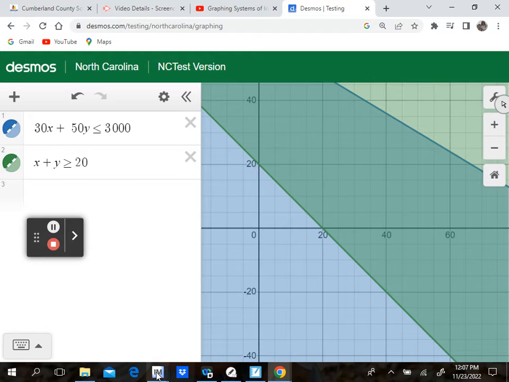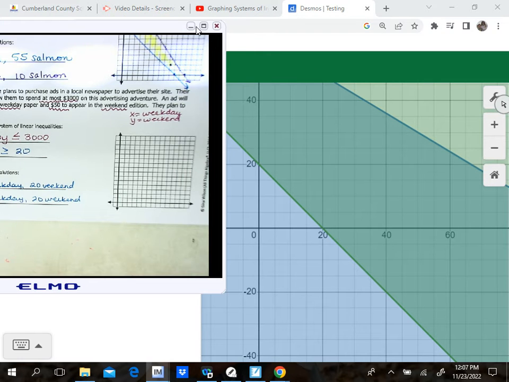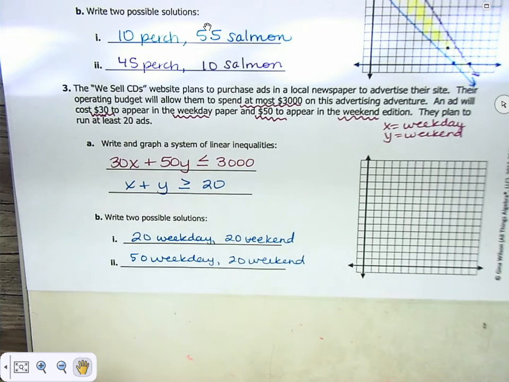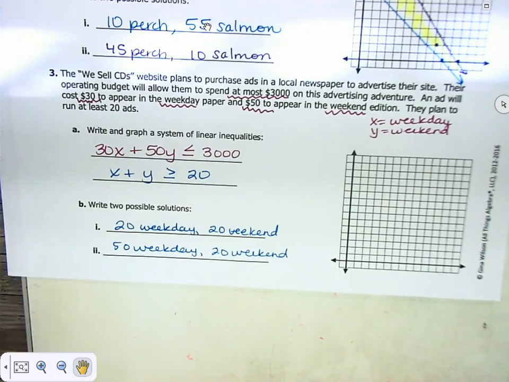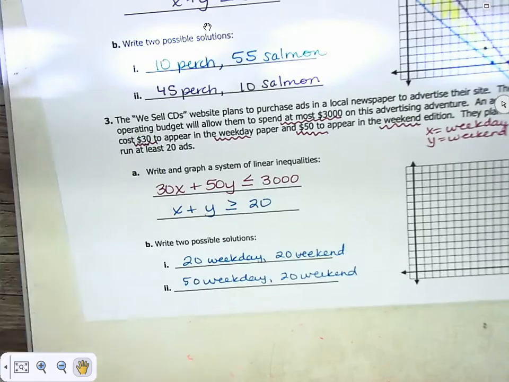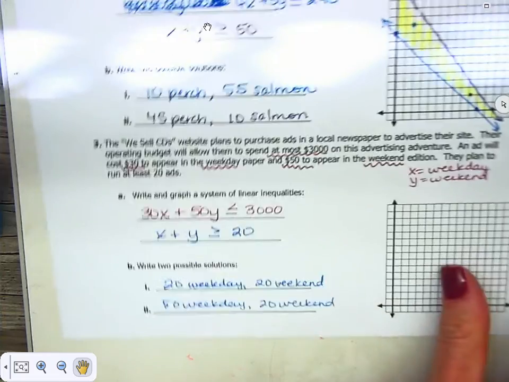All right, so let me go back. Again, you're just making your solutions once you graph, ignoring the graph for now. Okay. All right, let's look at the next ones.